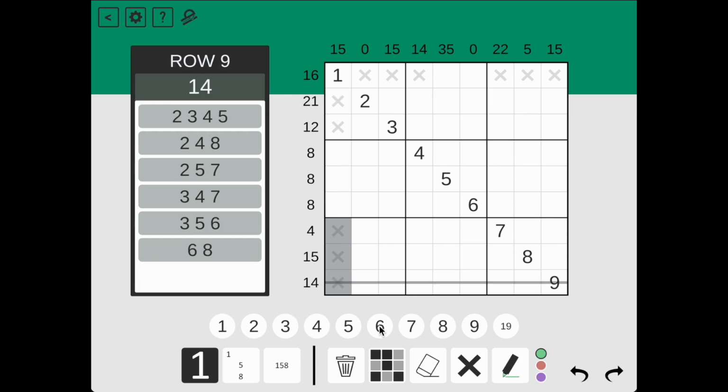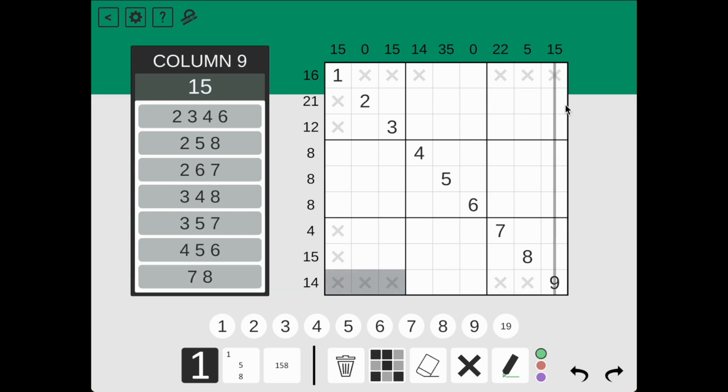Okay, in this row, the digits between the 1 and the 9 add up to 14. That could be 2, 3, or 4 digits. That means the 1 could be here, or here, or here. And in this column, they add up to 15, which could be 2, 3, or 4 digits. So the 1 could be here, or here, or here.